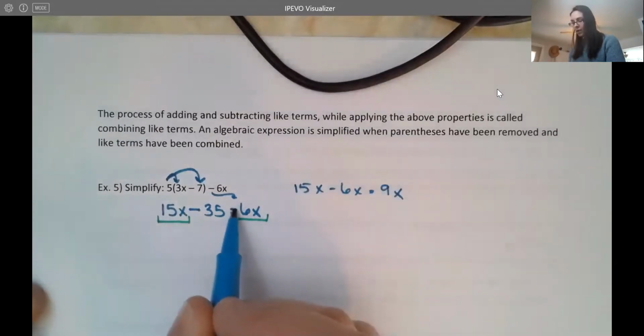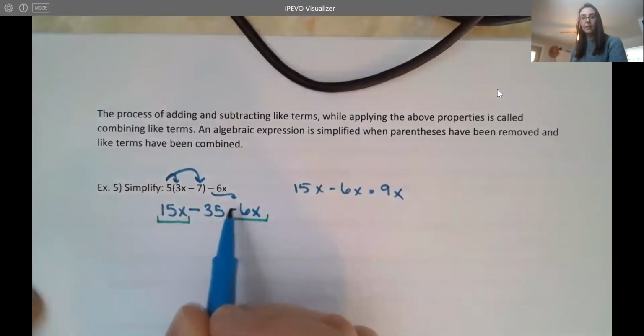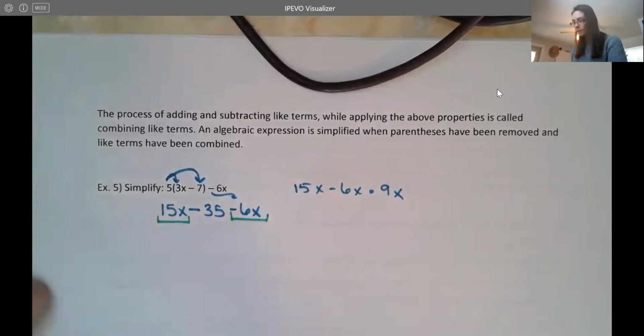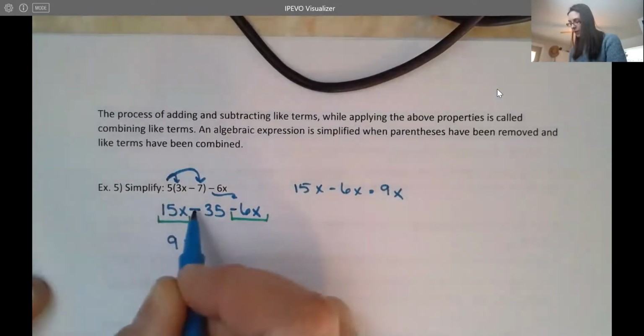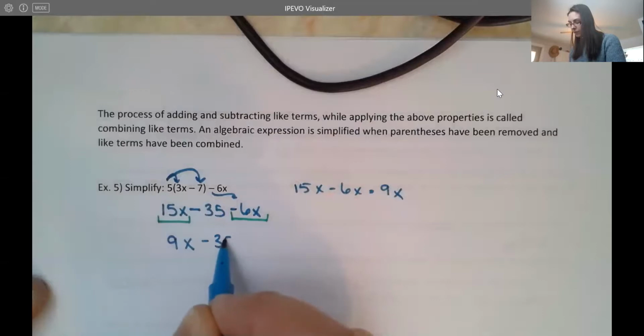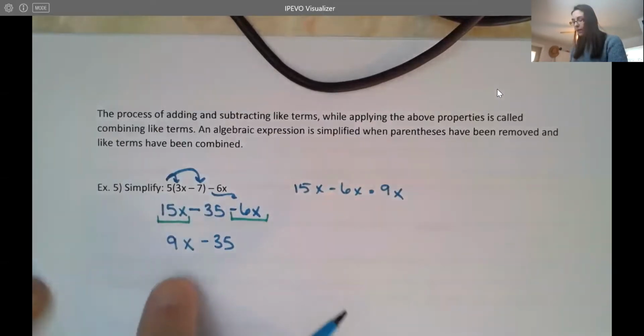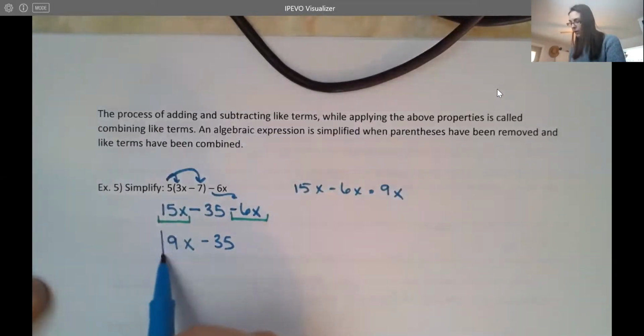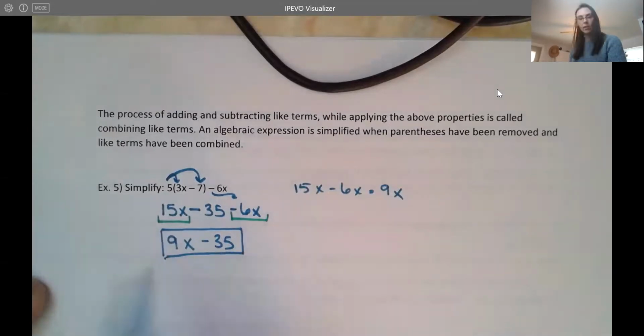Now make sure you watch your signs. That minus or that negative is with the 6, so it has to get included here. So it becomes 9x, and then here I have a minus 35 left. These are unlike terms. I cannot subtract unlike terms, so this is as good as it's going to get.